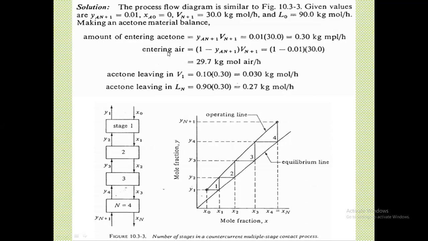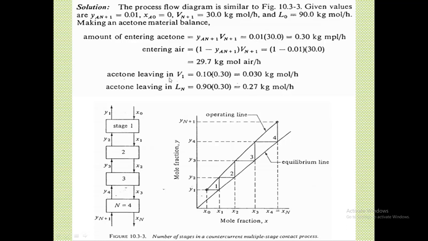Now for the entering air, that would be everything else: 30 minus 0.3, which is 29.7. Or you can use the formula where you go back to the original amount of the feed, 30, and multiply it by 1 minus 0.01, because 1 minus 0.01 represents the air in your acetone-air mixture. So now you have 29.7 kilogram mole of air. This one is for your acetone. If you add the two, that should give you the 30.